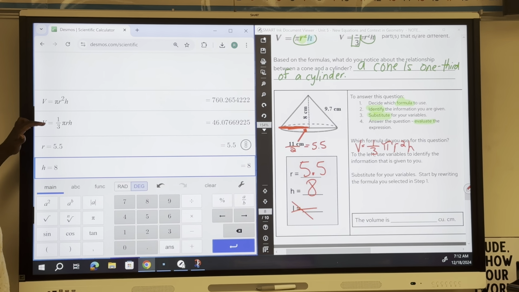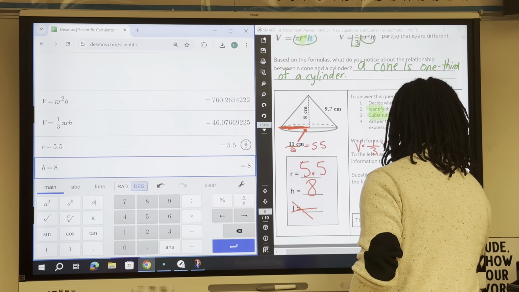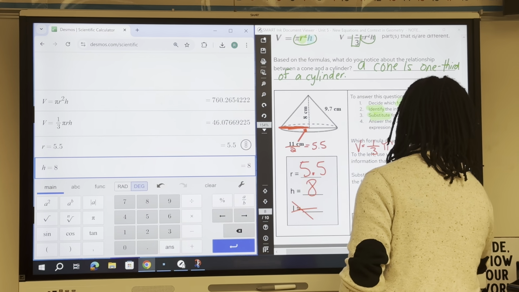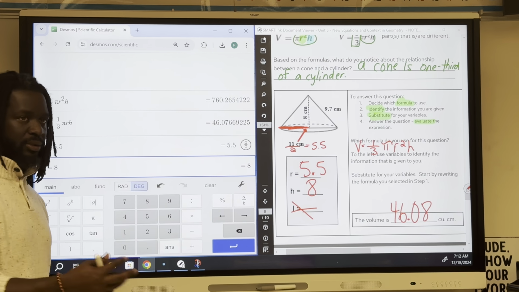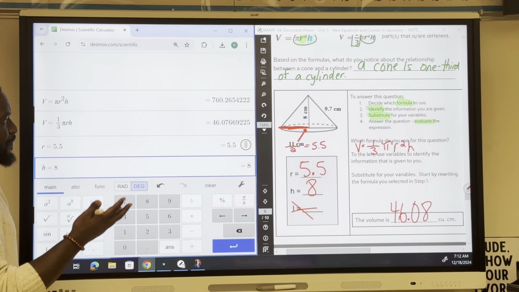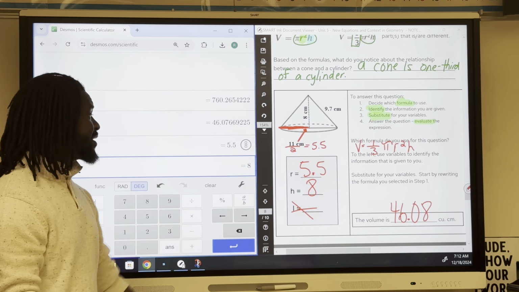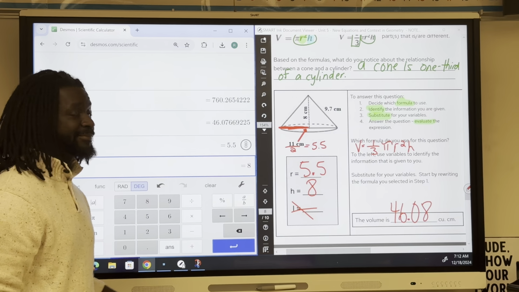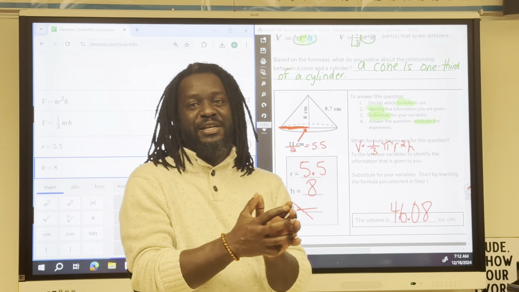Again, it's the 1/3 because I'm dealing with a cone. So my volume would be 46 point, and we'll just round that to 0.8. We'll round it to the nearest 100. You can round it to the nearest 10, depending on what the question says. And that's it.